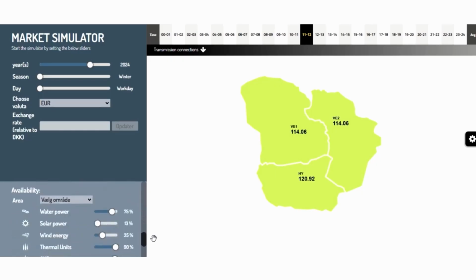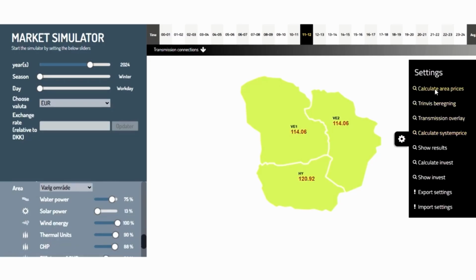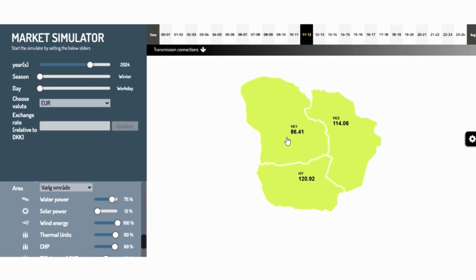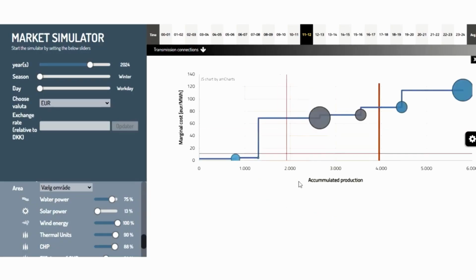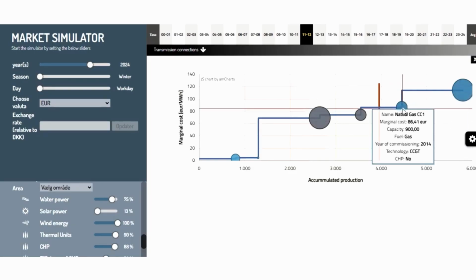Here I go, and now I say that I want to increase the availability of wind to 100% here. And then I do another calculation here, area price calculation. And what you can see here is that the price here in VE1 has decreased. And this unit here was the price setting unit before we had an increase in wind. Now it is this unit here that is the price setting unit.